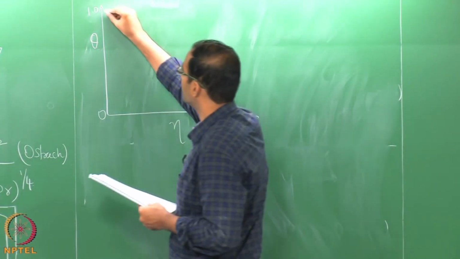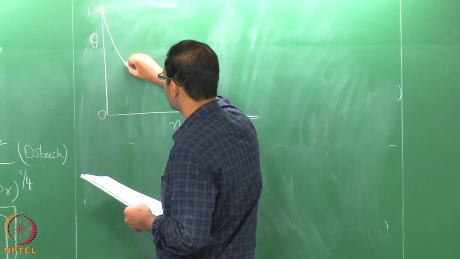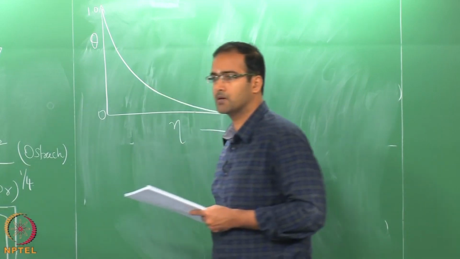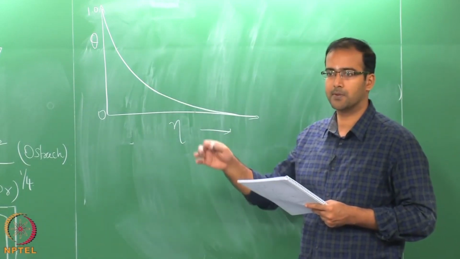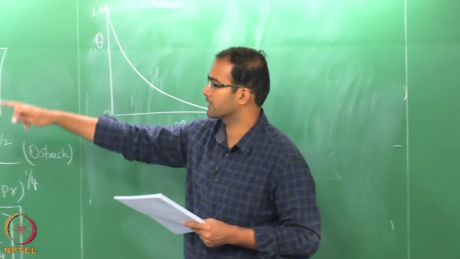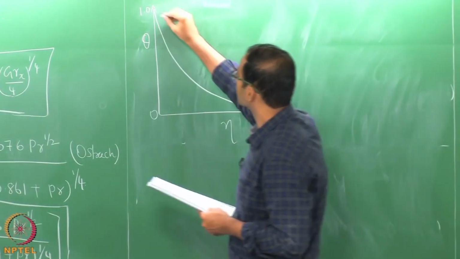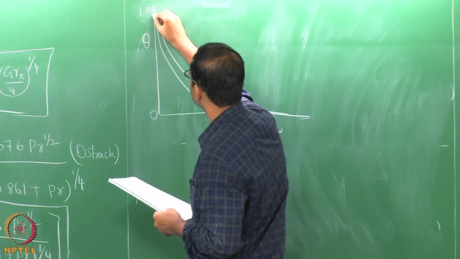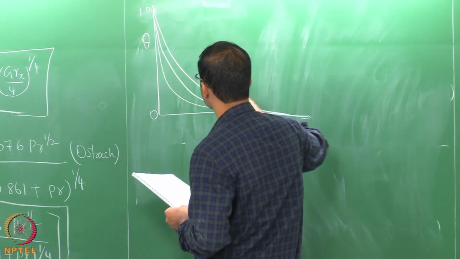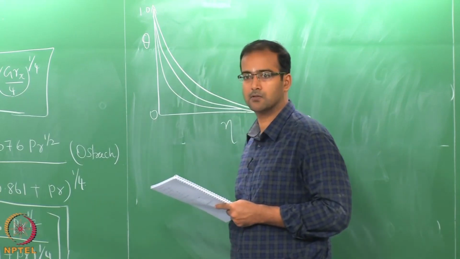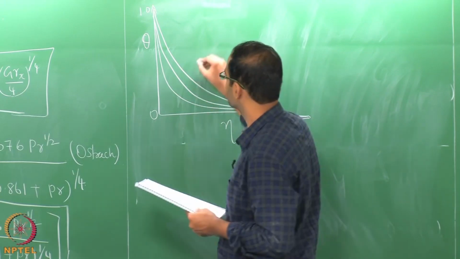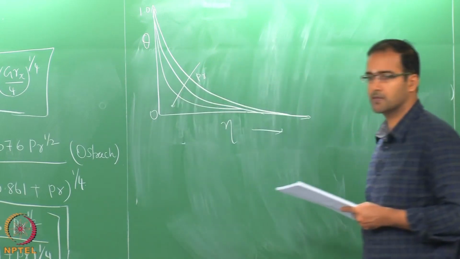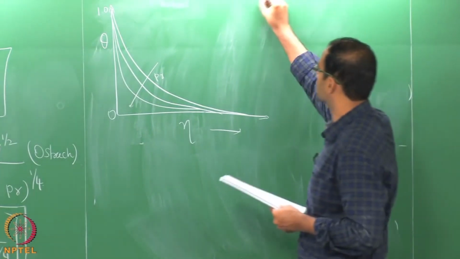So, this will be equal to 1, and then for large values of eta it will decay to 0. And what will happen to the temperature gradient with increasing Prandtl number? It increases. Okay. So, this will also shift downward, right. This indicates higher slope at the wall. So, for increasing Prandtl numbers, your temperature profile will be varying like this.